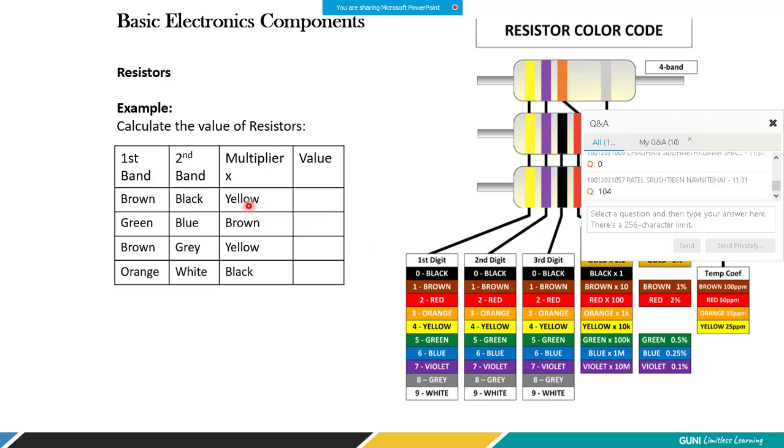And the third color is the yellow. So when the third color is yellow, I have to multiply this 10 by 10 raised to 4. Very good. 10 needs to be multiplied by 10 raised to 4. And so when you multiply 10 by 10 raised to 4, what you are getting basically is 100 kilo ohm. Everybody agrees with me? You are getting 100 kilo ohm.